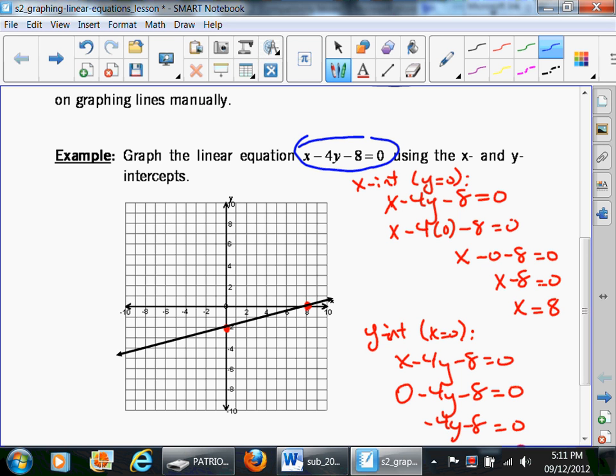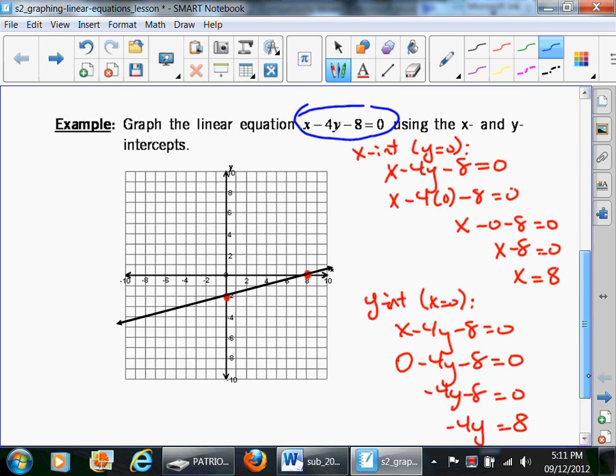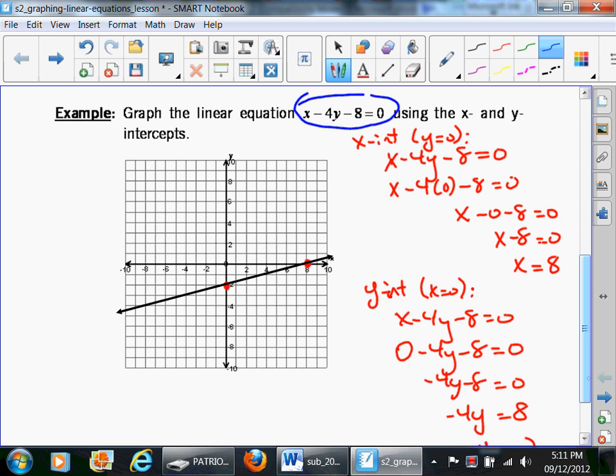Okay? So that's all we have to do. We have to find the x-intercept and the y-intercept, and then just plot them on the x and y axis, and then connect the dots. Okay? That's all there is to it.